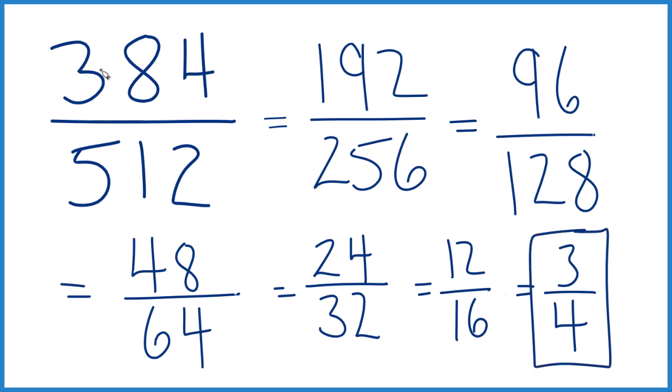And do note, if you divide the numerator by the denominator for any of these fractions, you're always going to get 0.75. These are equivalent fractions. We've just simplified or reduced them.